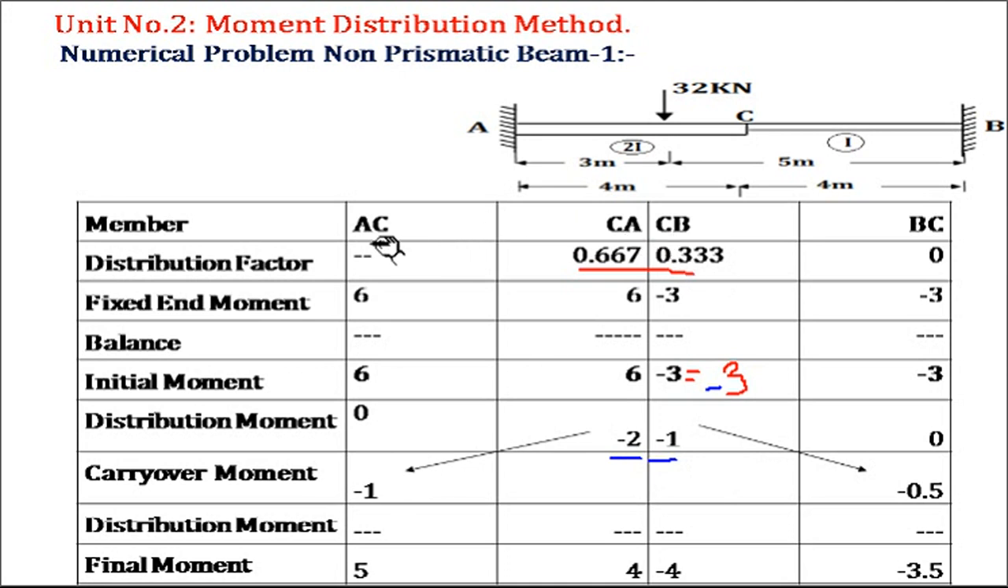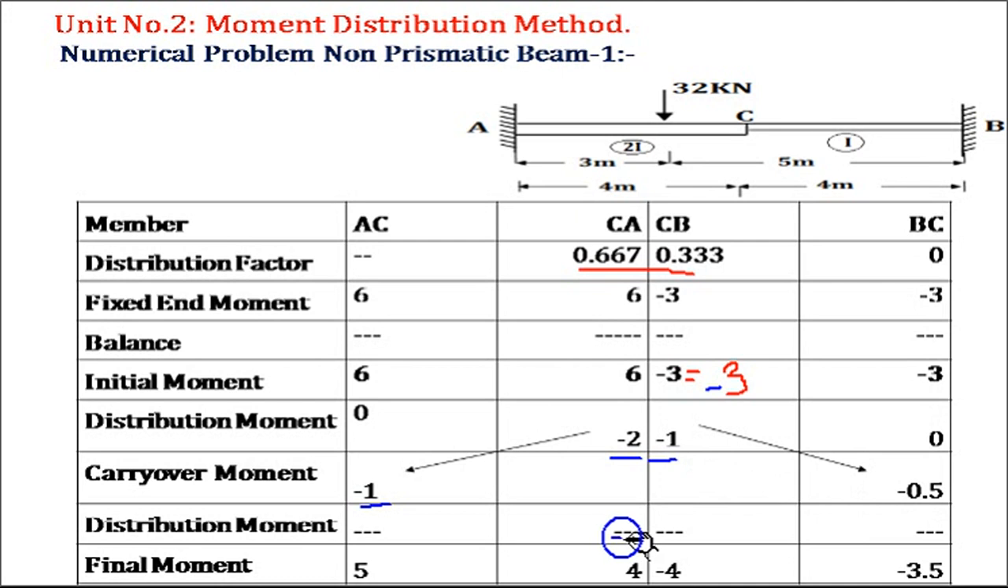From C to A, the far end is A, so it depends upon the condition. From C to A, the far end is fixed, so the carryover is allowed, and that is half. So minus 2 divided by 2, it is minus 1. Now from C to B, the far end is fixed, the carryover is allowed, and that is half. So minus 1 divided by 2, it is minus 0.5.